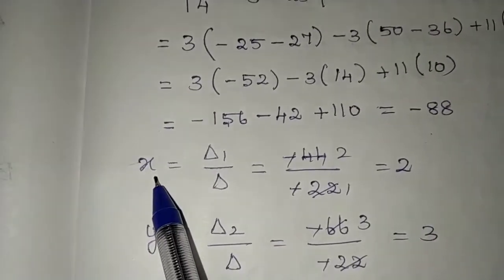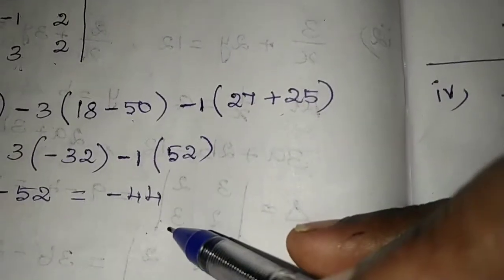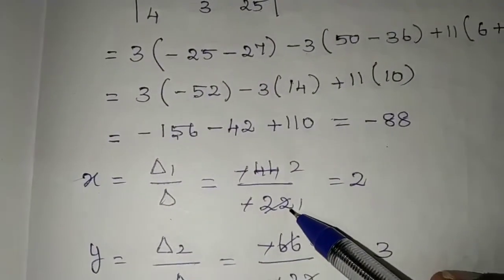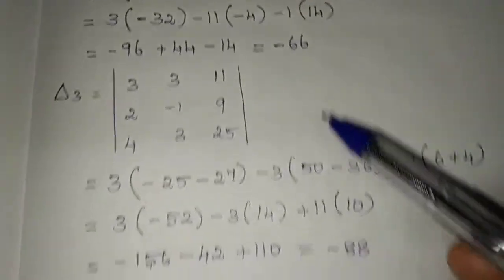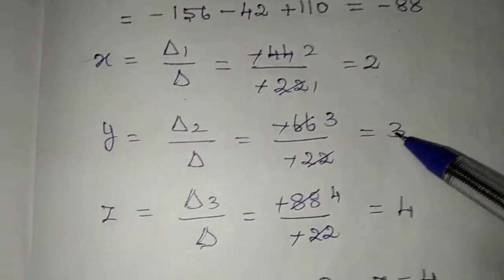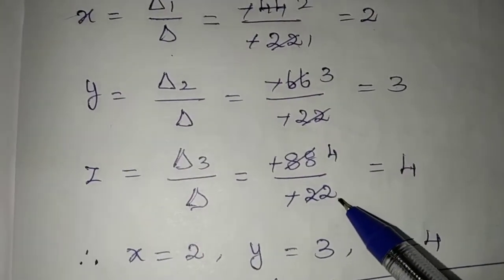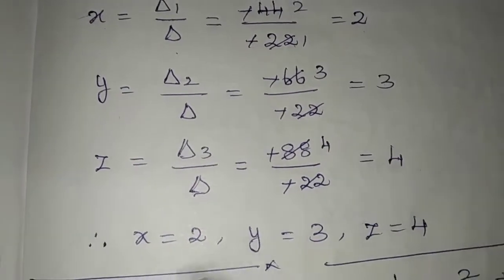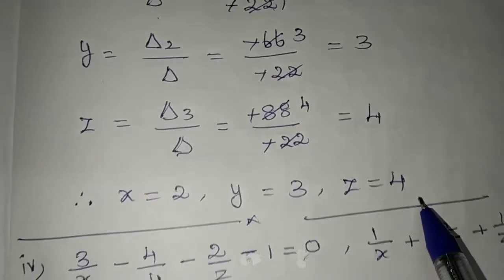By Cramer's rule, x equal to delta 1 by delta, that is minus 44 divided by minus 22 equal to 2. y equal to minus 66 divided by minus 22, 3. z equal to minus 88 divided by minus 22, 4. Therefore, x equal to 2, y equal to 3, z equal to 4.